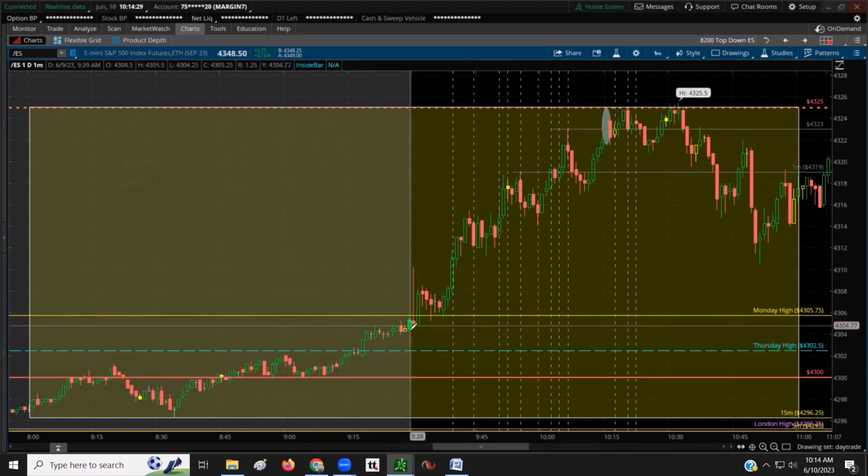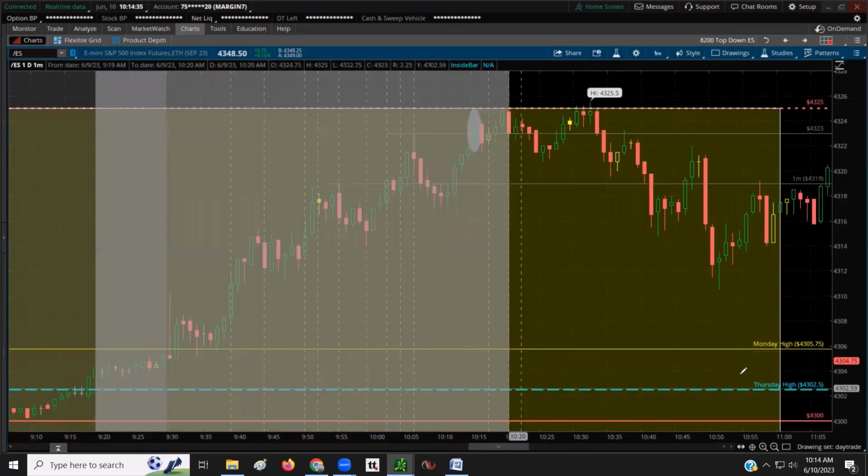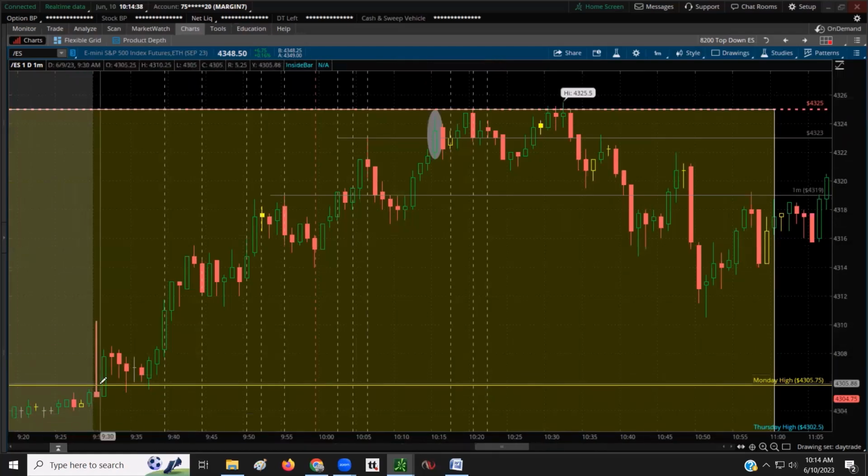That first 1 minute candle, bearish pin bar. What a fake out there. Huge. Let's zoom in some more. See how that red candle was? Yeah. And then massive consolidation here. And that's why I was looking for my bullish entry.